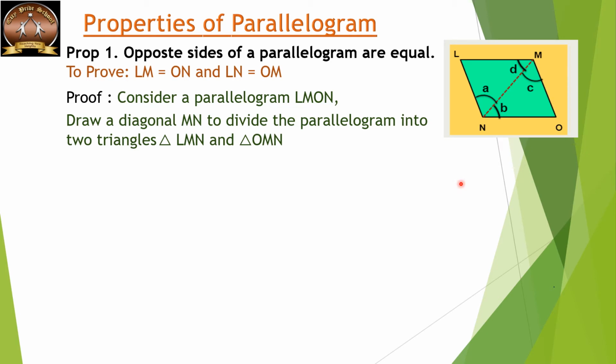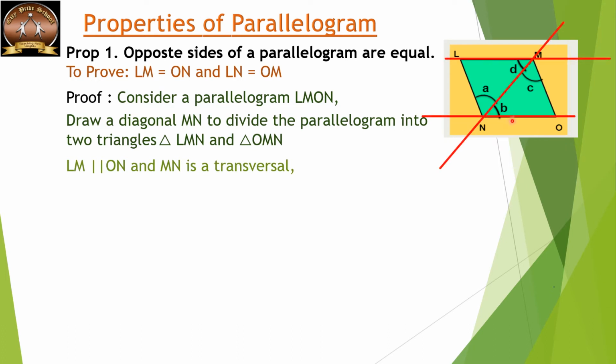Now if you see, it's a parallelogram. So the opposite sides are parallel to each other. So LM is parallel to ON and MN is a transversal. Do you see that in the figure? LM is parallel to ON and MN is a transversal. So we know that any two sides which are parallel to each other and there is a transversal, then the alternate interior angles are equal. Also, corresponding angles are equal, and also the interior angles are supplementary, that is 180 degrees. So we know these rules already.